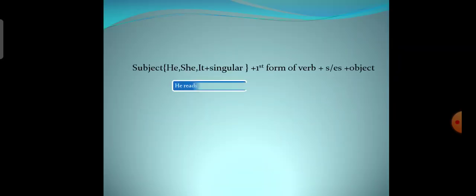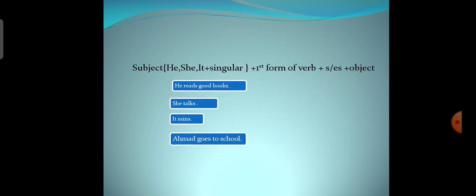Subject he, she, it singular plus first form of verb. We will write s and es plus object. For example, he reads good books. She talks. It rains. Ahmed goes to school.